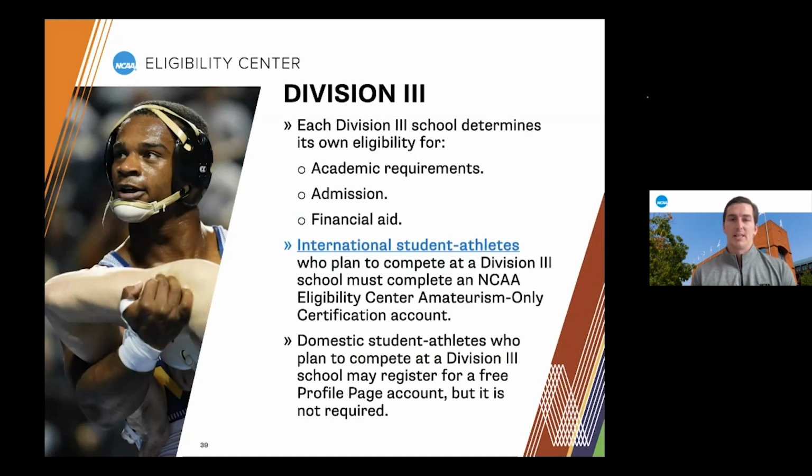And Division III is a little bit different than Division I and Division II. Each Division III school determines its own eligibility for academic requirements, admissions, and financial aid. International student athletes who plan to compete at a Division III school must complete an NCAA Eligibility Center amateurism only, the one that Ivory talked about earlier, certification account. Domestic student athletes who plan to compete at a Division III school may register for a free profile page account, but it's not required.